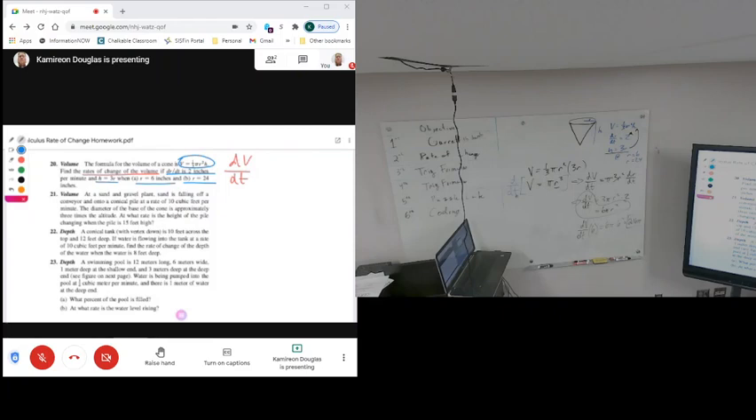This would be in cubic inches per minute because the volume is what we're taking the rate of change of. So in cubic inches, because the problem is in inches, per minute because the problem is in minutes.